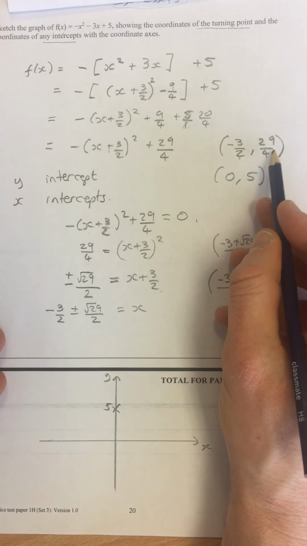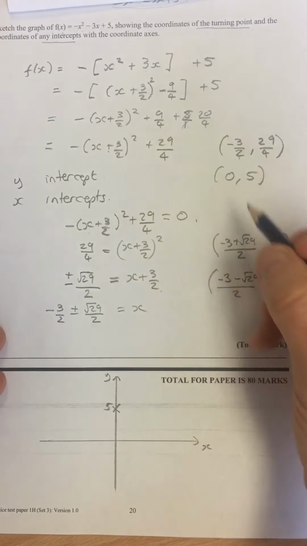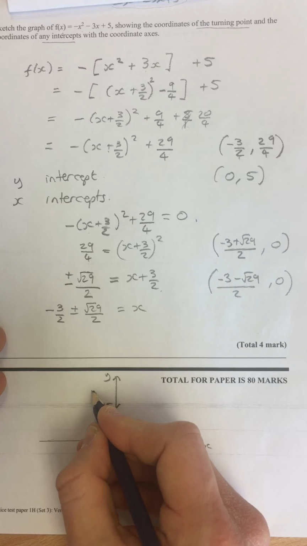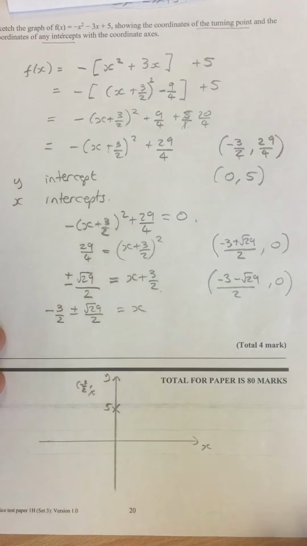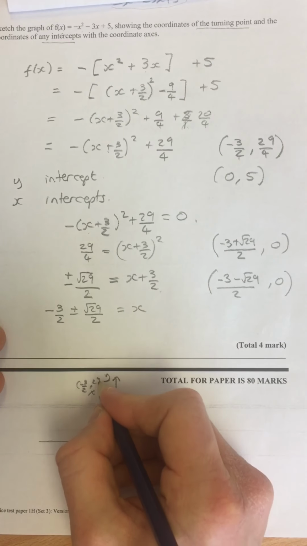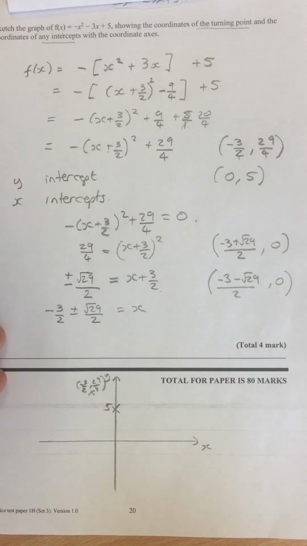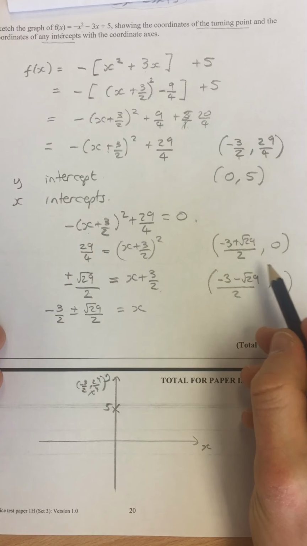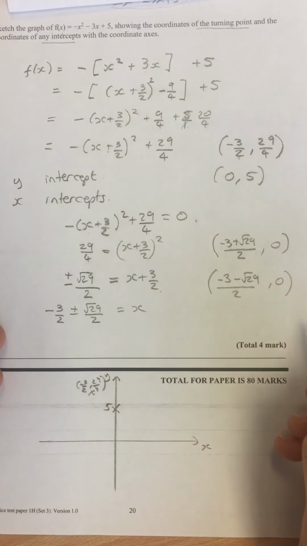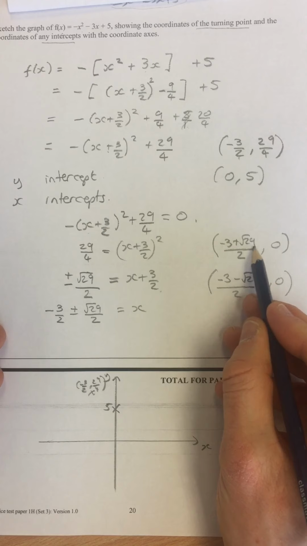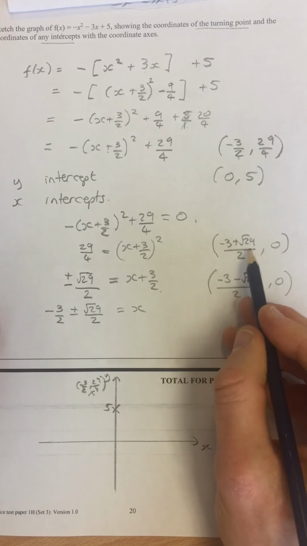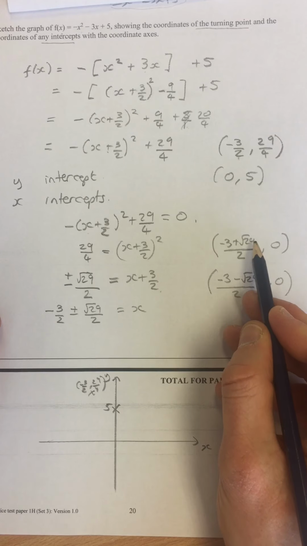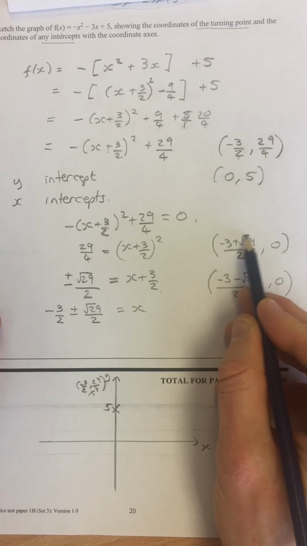29 over 4, that's just over 7. So that would be roughly up here somewhere. So this is the coordinate minus 3 over 2, 29 over 4. And then I've got my two x-intercepts. Minus 3 plus root 29. Well, root 29 is roughly just over 5, because I know that root 25 would be 5. So this is just over 5.